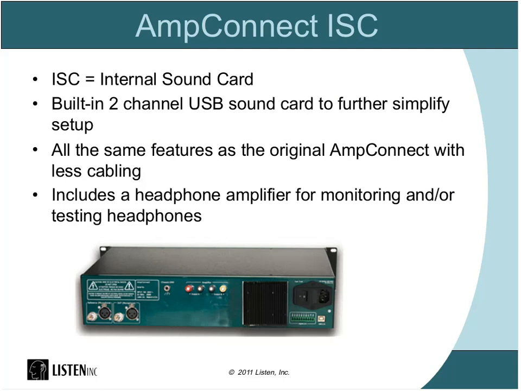Another addition to the ISC version is a headphone amplifier. We've added a headphone jack on the front panel, which you can use for either monitoring your microphone signals or for testing headphones. Typically, the gain of the main power amplifier on AmpConnect is a little too high for testing headphones. The signal you would have to send out of the sound card would be really low to account for that gain. So having a dedicated headphone amp with much lower gain provides you the capability to test headphones directly from AmpConnect without having an external headphone amp.